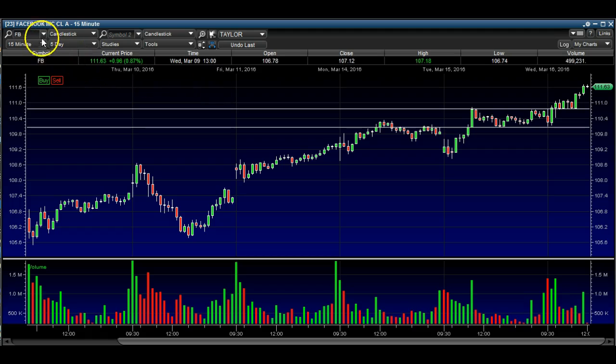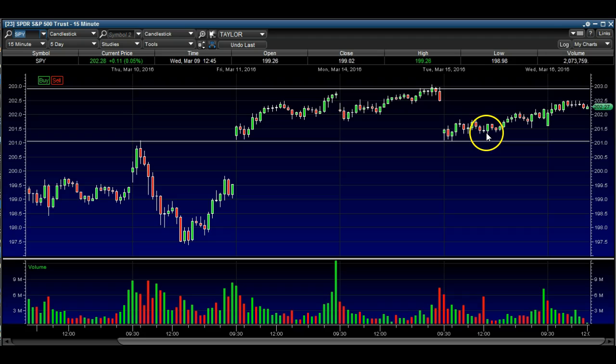Let's see what else. All right, so the S&P 500, we've got support at 201. You know, the pattern here is not really doing much for me. I'm not getting a great read on the S&P 500 here, but what I do know is that we have resistance at 203, and then we've got support at 201.